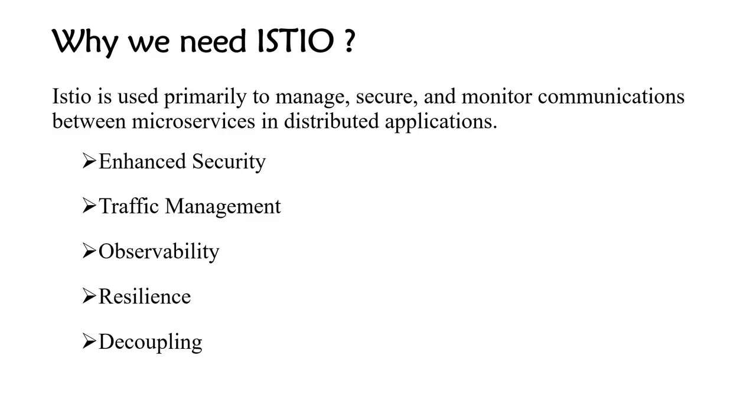The next is resilience. In resilience, Istio helps build resilient services by implementing retries, timeouts and circuit breakers, which can be configured easily. The last one is decoupling. In decoupling, it abstracts the communication layer, allowing developers to focus on the application logic without worrying about service to service communication details. So these are all the reasons why we need Istio.